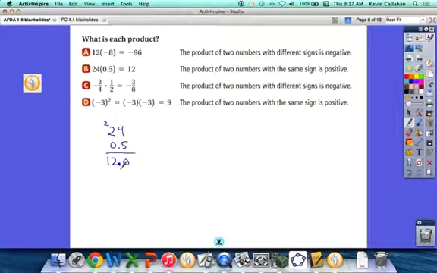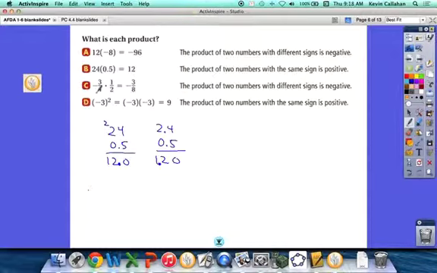I mean, what if this was 2.4 times 0.5? I would do the same math. I would get 1, 2, 0. But then how many decimal points would I count over? 2, because it's 1 here and 1 here, then it would go here. You count up how many to the right you are for all of them. And this was a positive times a positive, so it was a positive.